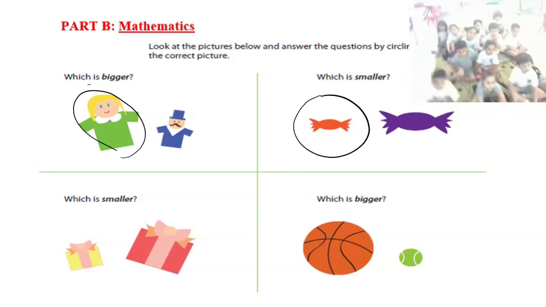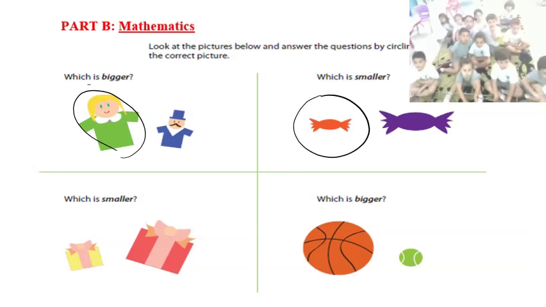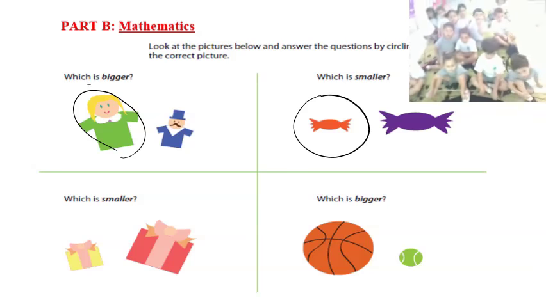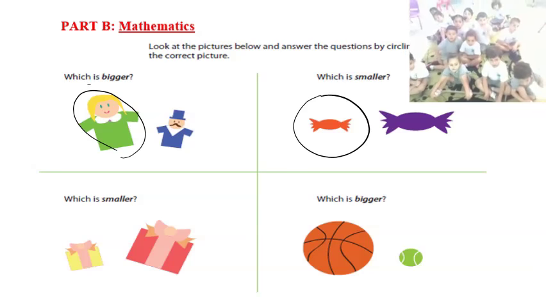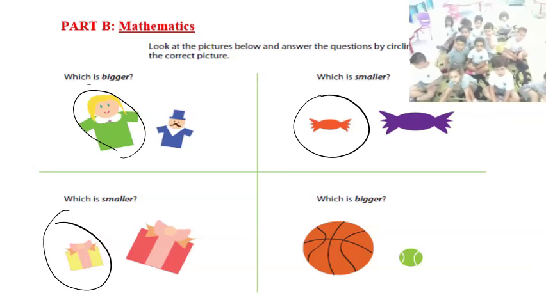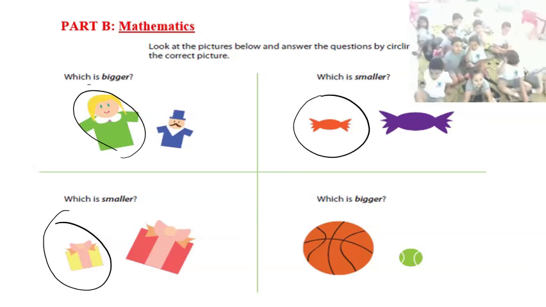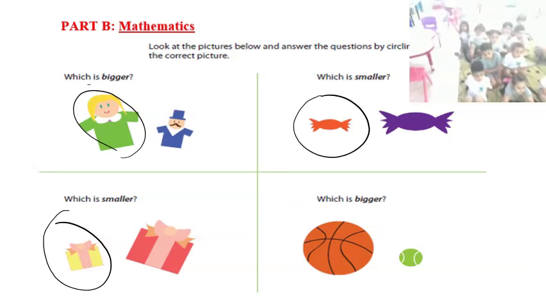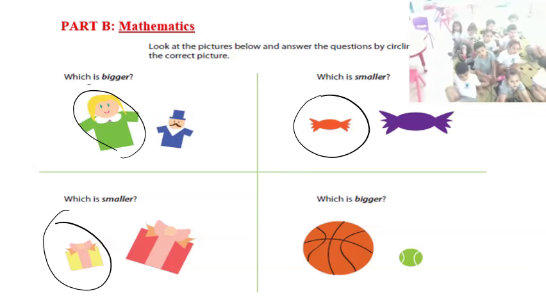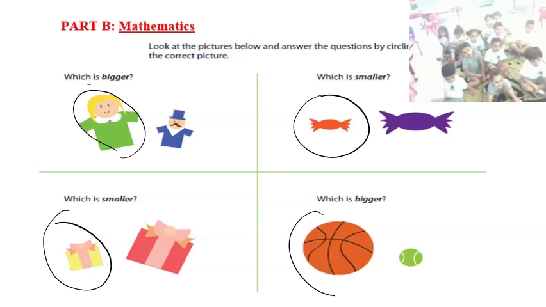Which one of these gifts is smaller? The yellow or the red? Yellow. Which one of these balls is bigger? The basketball or the tennis ball? The basketball. The orange one? Yeah. Orange. Good.